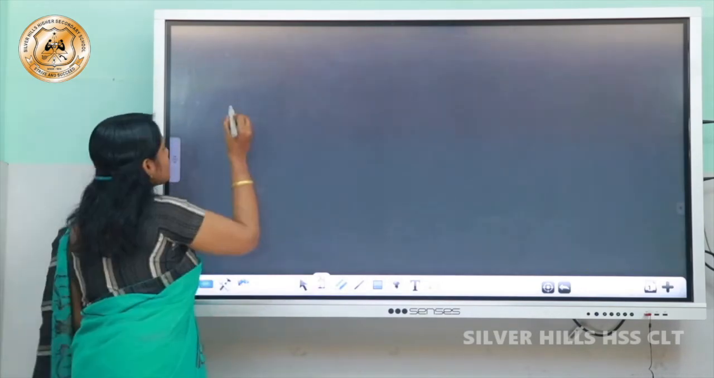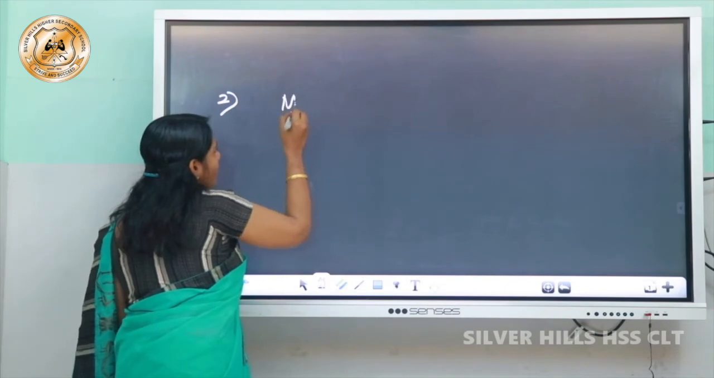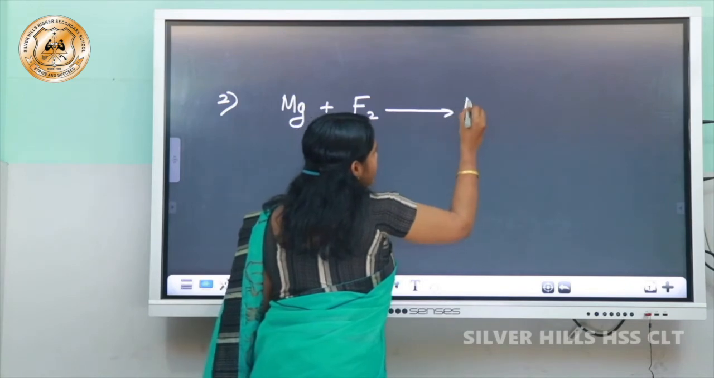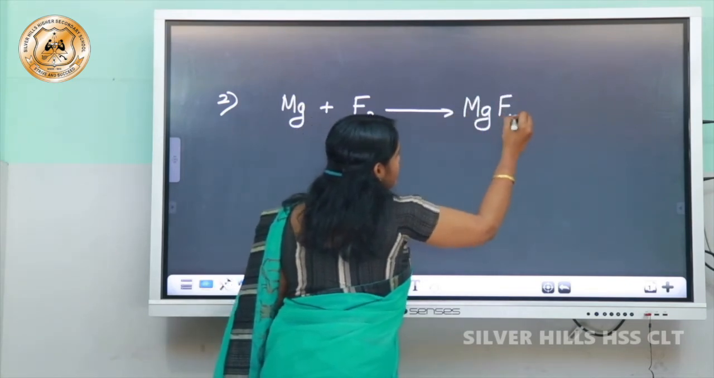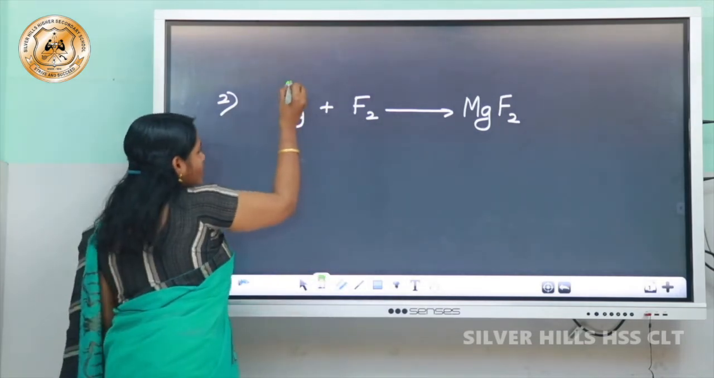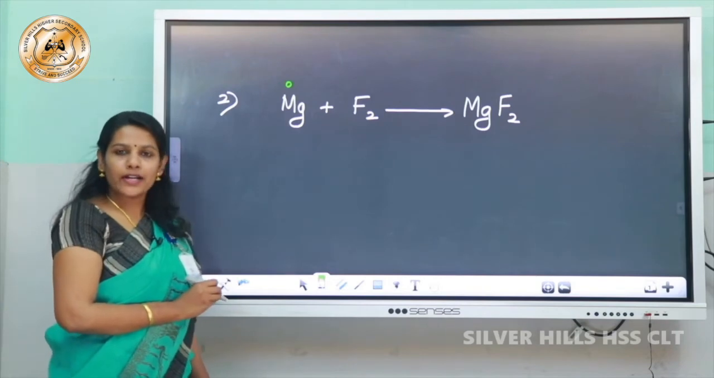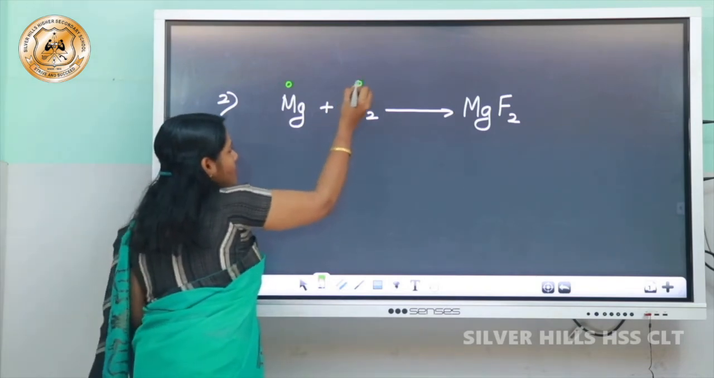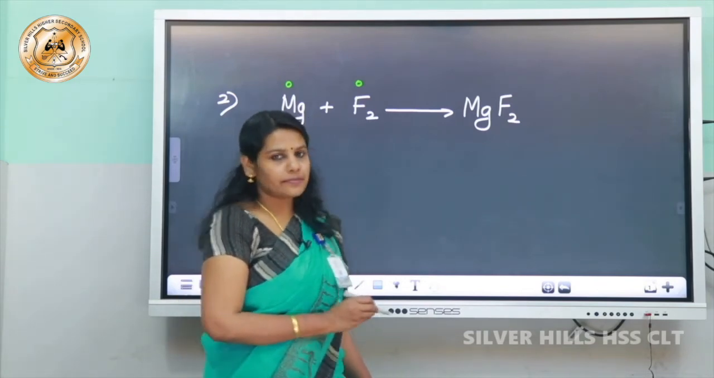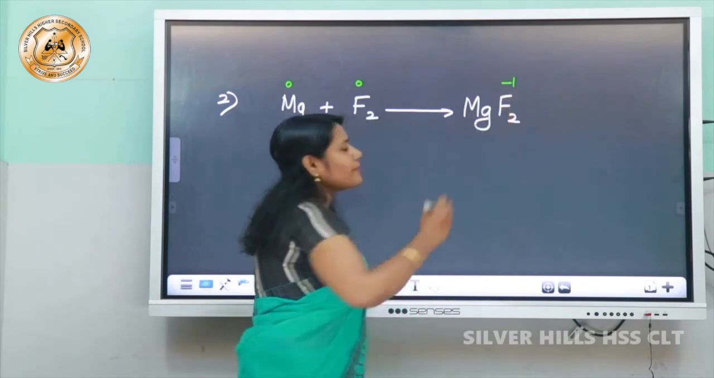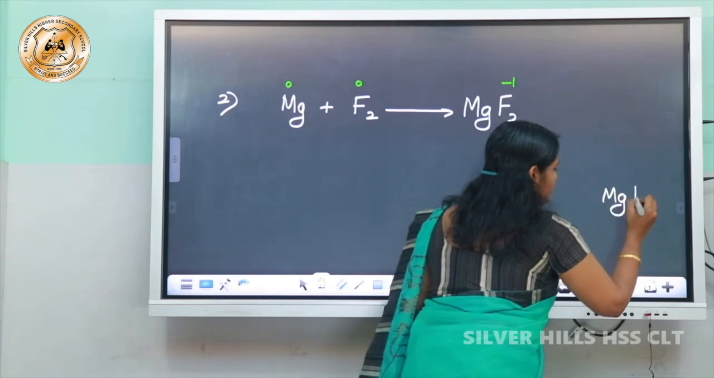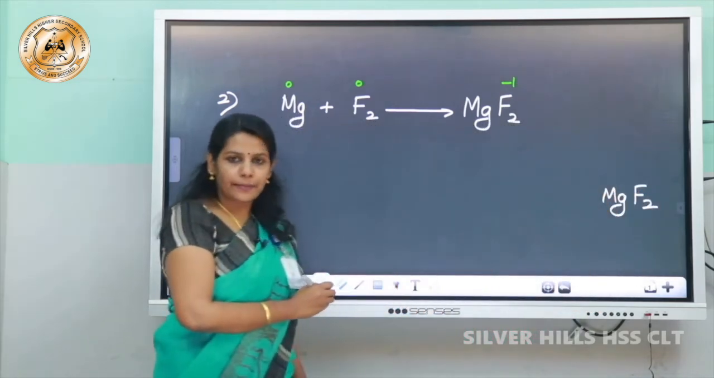Now, let us see the second reaction: Mg plus F2 gives MgF2. Let us calculate the oxidation state first. Mg is in the free state, so the oxidation number is 0. F2 is a homonuclear diatomic molecule, so the oxidation number is 0. Next is MgF2. The oxidation state of fluorine is minus 1, and we don't know the oxidation state of magnesium, so let us calculate this separately.